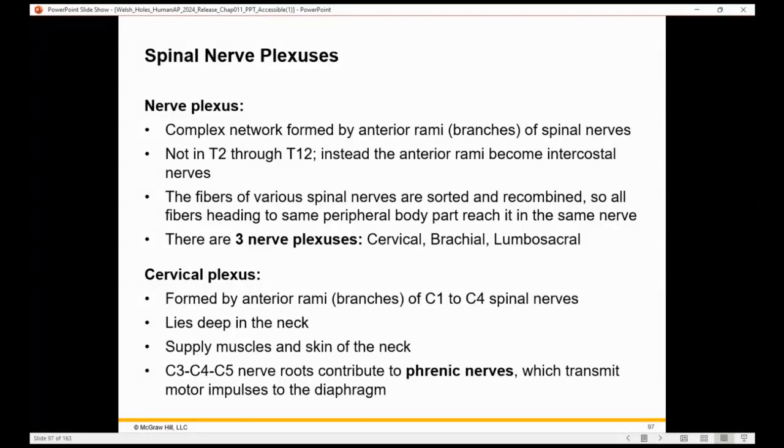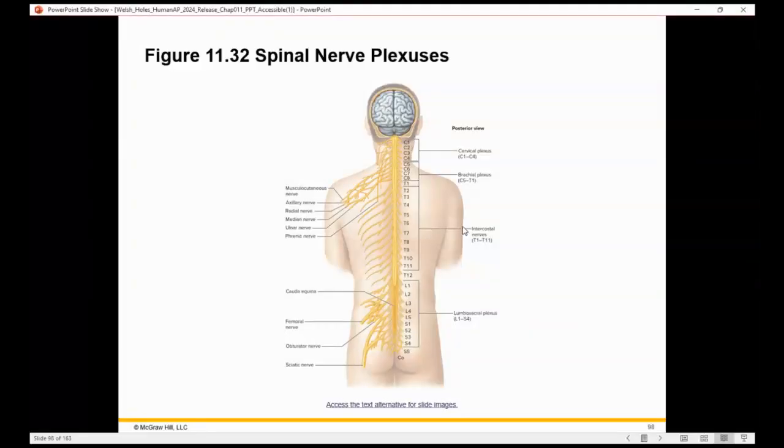There are three nerve plexuses: the cervical, the brachial, and the lumbosacral. The cervical plexus is formed by the anterior rami, or branches, of C1 to C4 spinal nerves and lies deep in the neck. It supplies muscles and skin of the neck. C3, C4, and C5 nerve roots contribute to the phrenic nerves, which transmit motor impulses to the diaphragm. This figure shows you the spinal nerve plexuses.